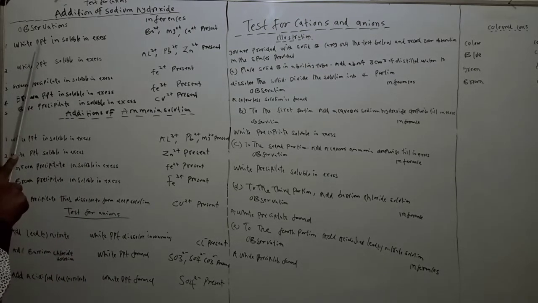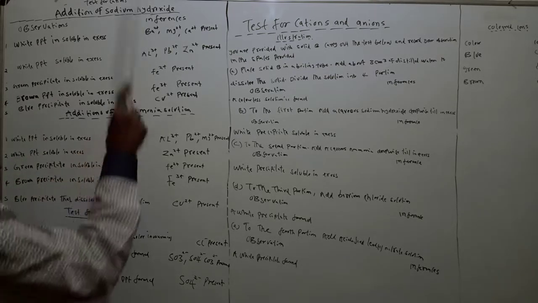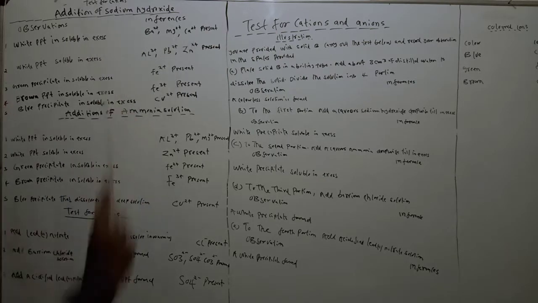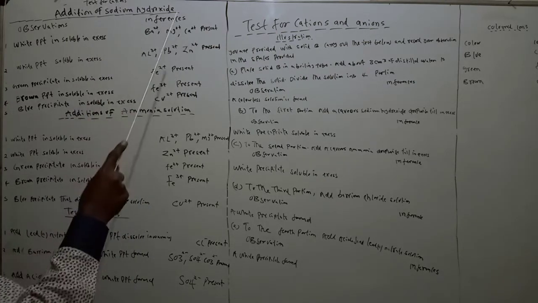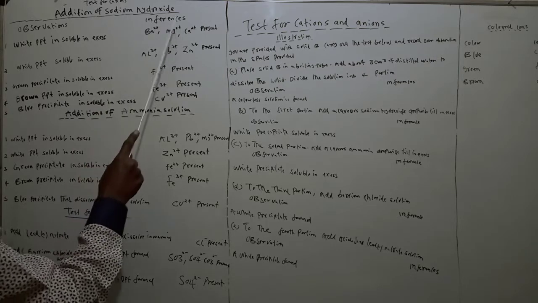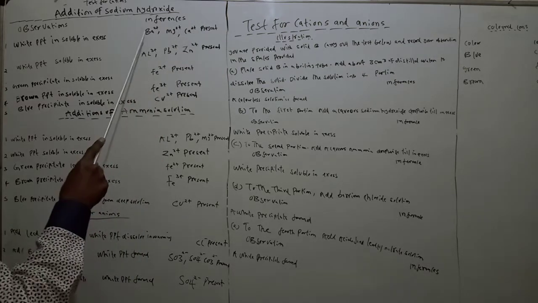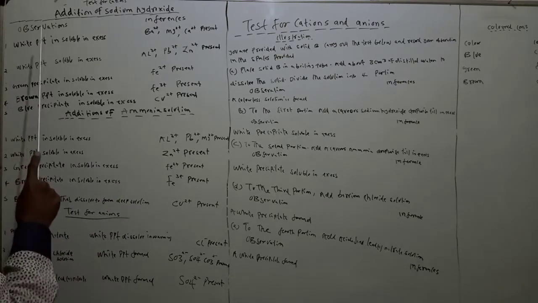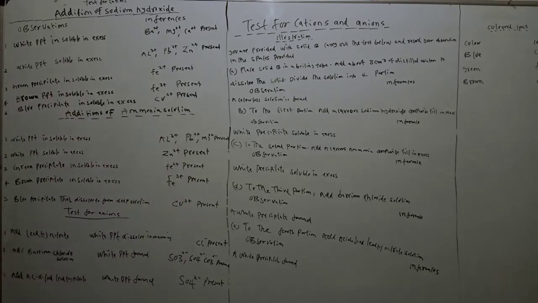Now, if we have a white precipitate insoluble in excess, there are only 3 cations that can be present: barium, magnesium, and calcium. You must write the charge: 2 positive, 2 positive, 2 positive. Barium, magnesium, and calcium are present when it is a white precipitate insoluble in excess.